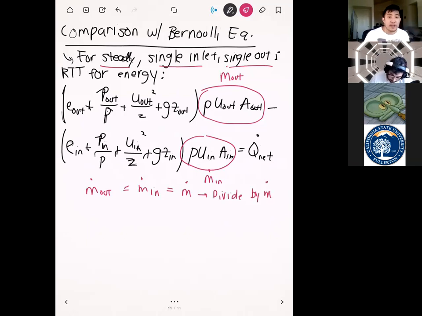All right. Since we have a single m dot for this entire system, I'm going to divide this entire system by m dot. At the same time, I'm going to rearrange some of the terms.